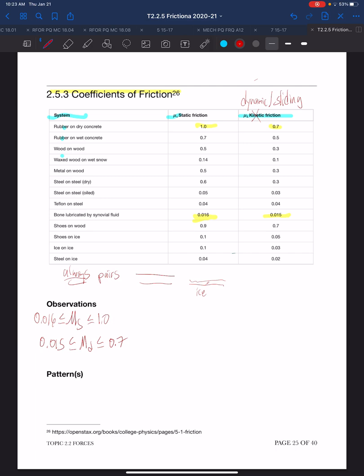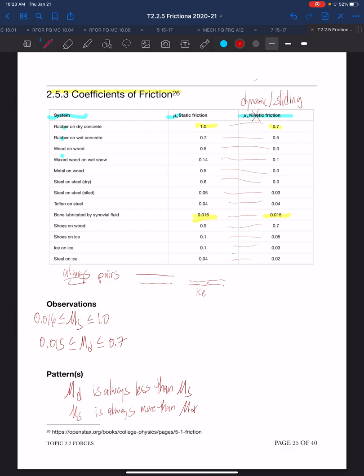Another observation: when we look across the rows, we see in every case the dynamic is lower than the static. So that's a pattern, that mu d is always less than mu s. Or we could say the opposite of that, which is mu s is always more than mu d.